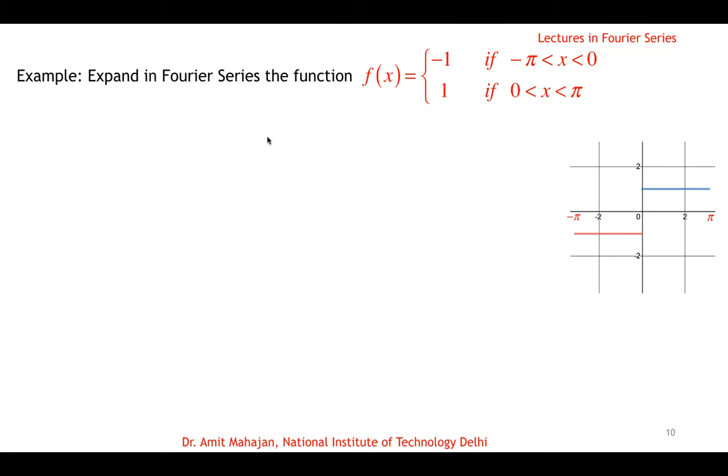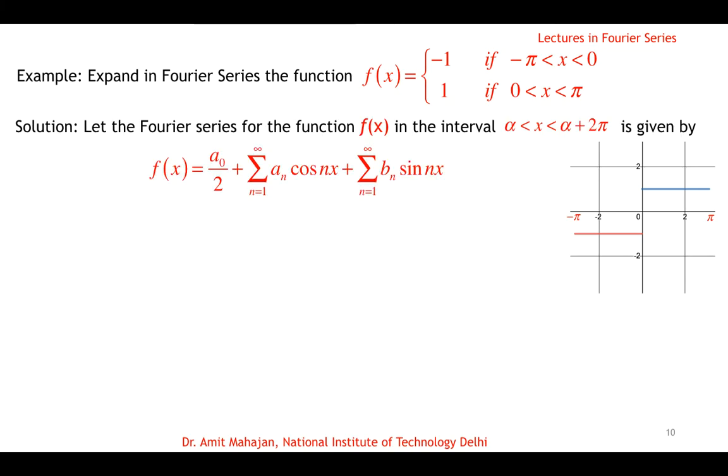Okay, so as we said, this function is periodic with a period of 2 pi. Minus pi to pi, so 2 pi is the total period. So we can assume that the Fourier series expansion of the function is a naught by 2 plus summation a n cos nx plus summation b n sin nx. Then again we have to find a naught, a n and b n. The formulas are known.